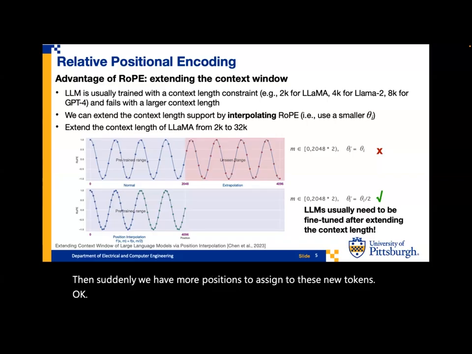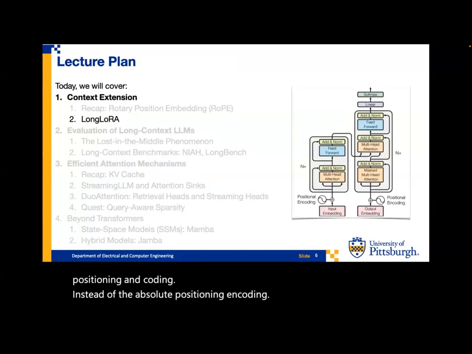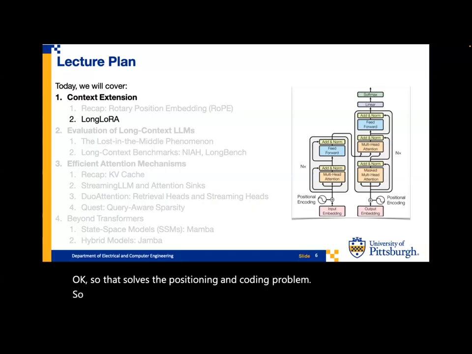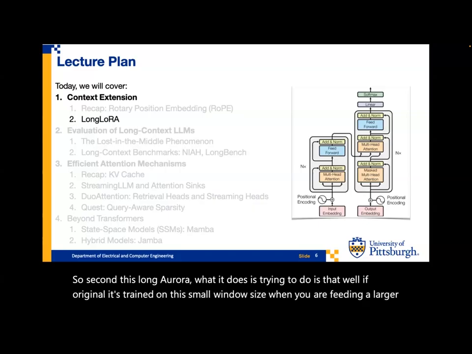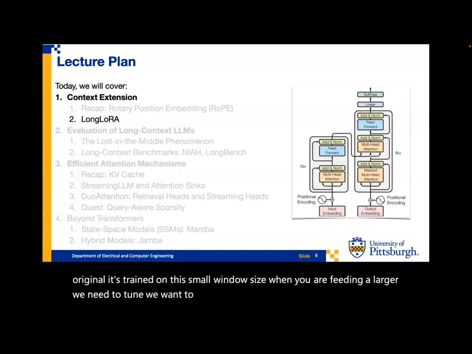So that's why most current models are using this rotary positioning encoding instead of the absolute positioning encoding. Okay. So that solves the positioning encoding problem. Second, what this LongLoRA does is, well, if the original model is trained on this small window size, when you are feeding a larger one, we need to tune. We want to tune the model to accept the longer context window.